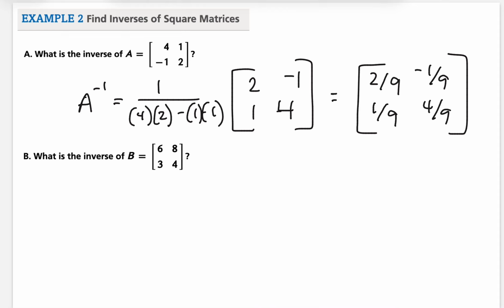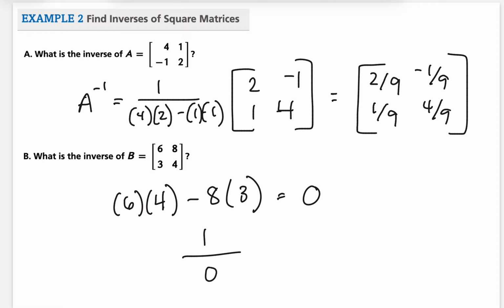Okay, so then part B, before I go through this whole example, sometimes it helps to calculate that determinant first, because in this case, if I take 6 times 4 minus 8 times 3, I'm going to get 0. And we can't take 1 over 0, which is part of our formula for finding the inverse. So that means that we can't find the inverse. There is no inverse of B because the determinant is equal to 0. Sometimes it helps to find the determinant first, because if it is 0, we can't go any further.